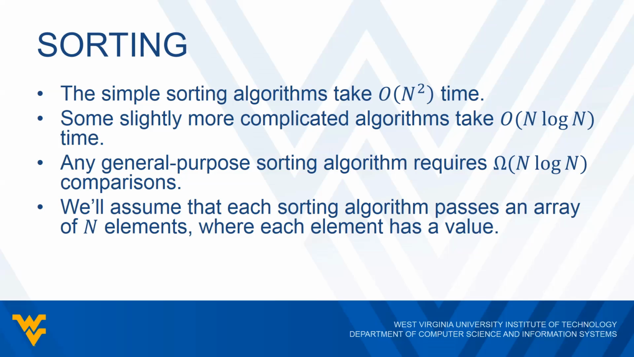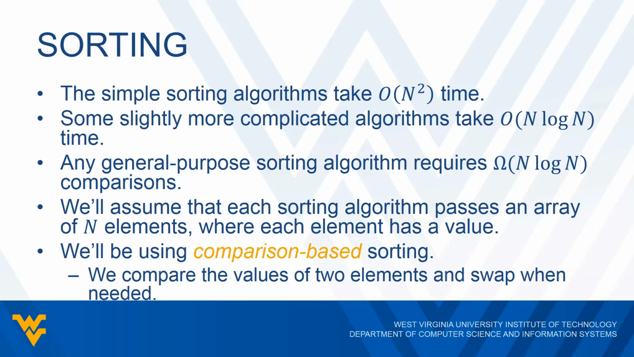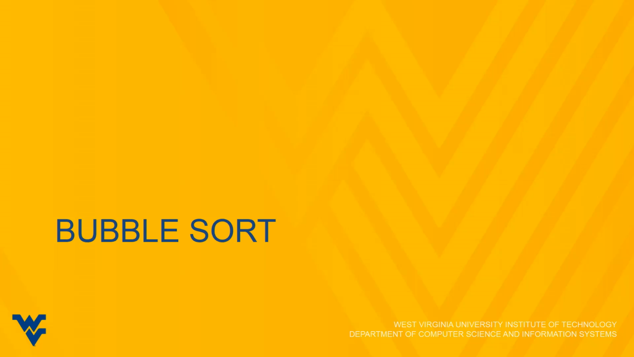Now, for the algorithms we're going to be talking about, we will assume that each of these algorithms has an array of n elements, and each element in the array does have something. If elements are missing some values, that could make things a little tricky. So we're going to assume that we're passing a full array of values. And all these algorithms that we're going to be discussing use what we call comparison-based sorting. And what that means is we're going to be comparing two elements in our array, and then whenever we need to, we're going to swap the two values. So we're going to put them in different spots, but we're going to swap them. We'll start by discussing the bubble sort algorithm.